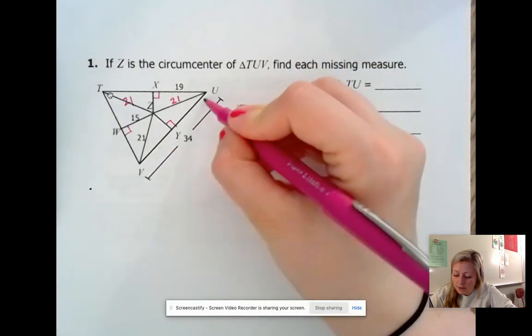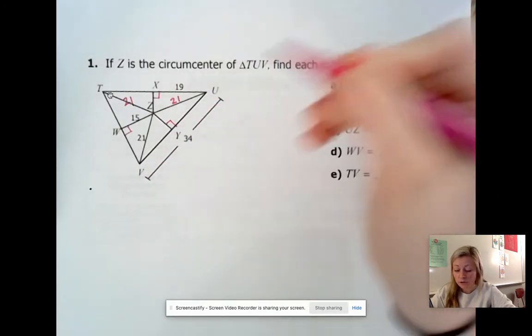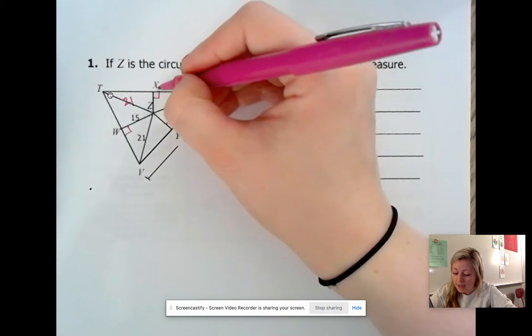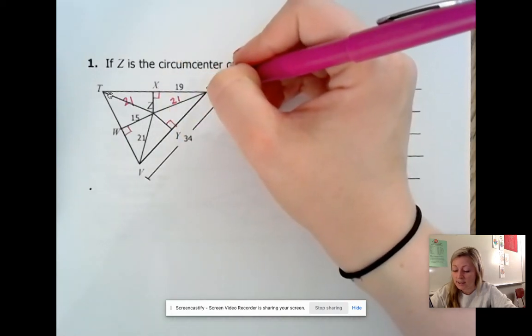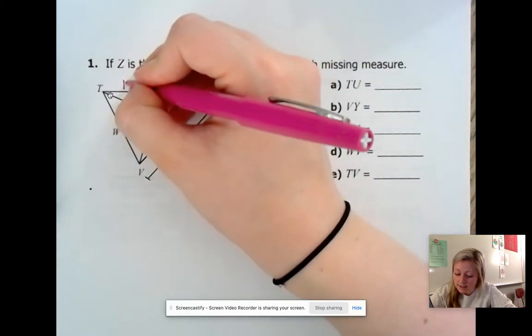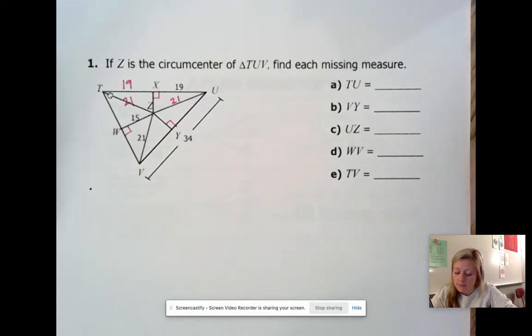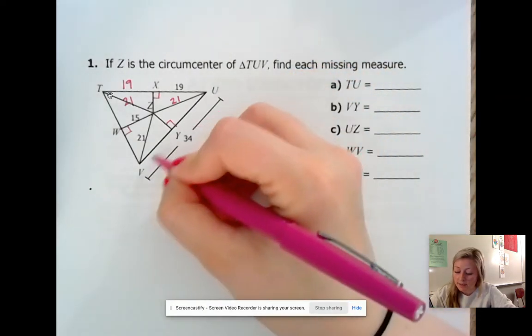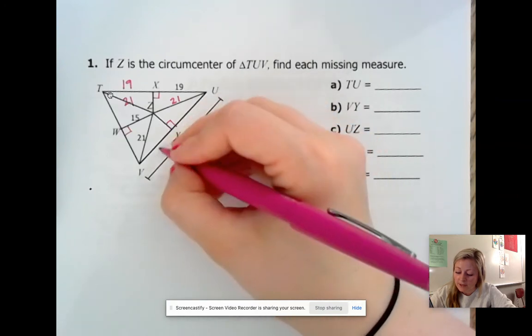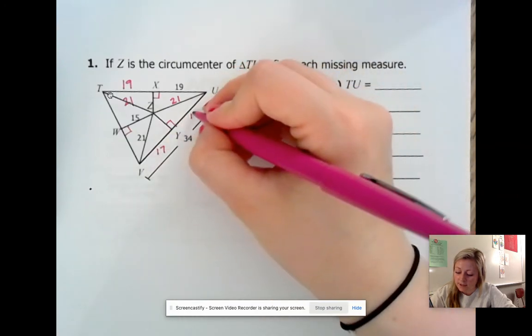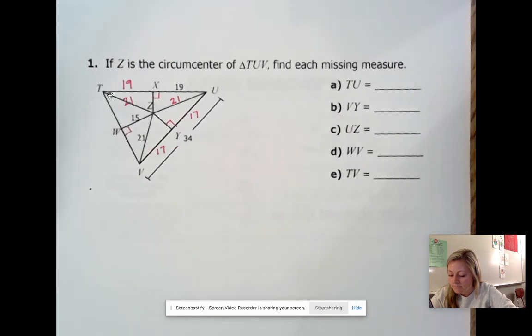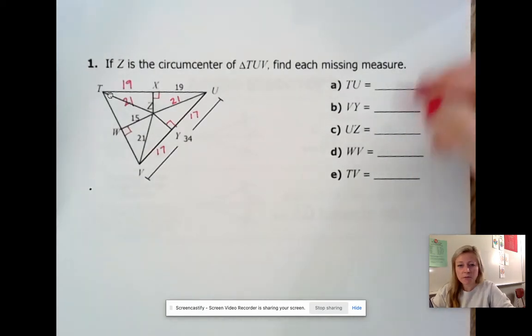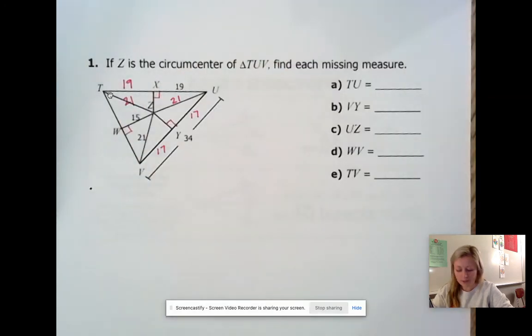Okay, now remember, our sides are being bisected, so they're being cut in half, right? So if XU is 19, then TX is 19. And if this whole side is 34, I can split it in half to get VY, so that would be what, 17 and 17? So once you fill out this picture, it's kind of manageable, right? Let's see what we can fill in, and then we might have to work our picture a little bit differently for the other missing pieces.